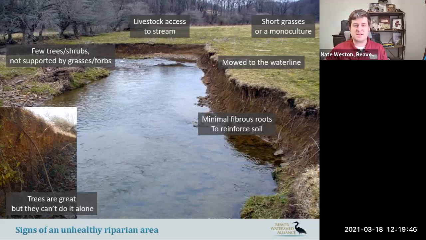Above the stream, we also tend to look for short grasses, or especially monocultures of these short grasses. If they're mowed all the way down to the water line, that's a big no-no. That's a big thing we want to warn against, because it discourages that fibrous root establishment, which is the primary thing that's going to be holding that stream bank together. It's that fibrous root system from those smaller grasses and plants and wildflowers.